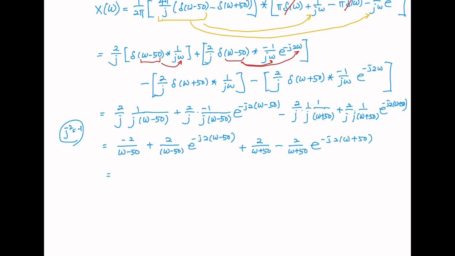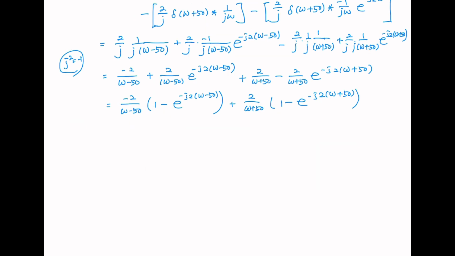Let's factor out negative 2 over omega minus 50. Then we have 1 minus e to the negative j2 omega minus 50. If you factor out positive 2 over omega plus 50, we have 1 minus e to the negative j2 omega plus 50. In order to fit this into sine or cosine form, what we can do is factor out e to the negative j omega minus 50.